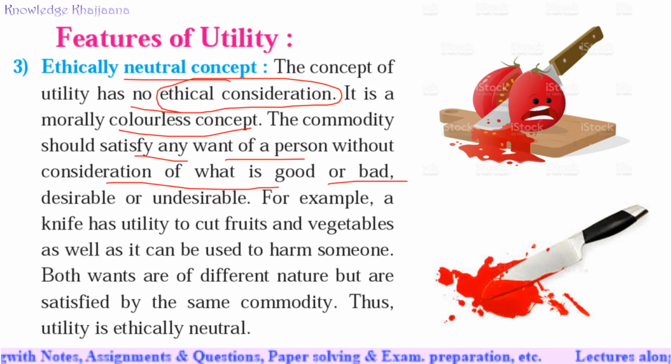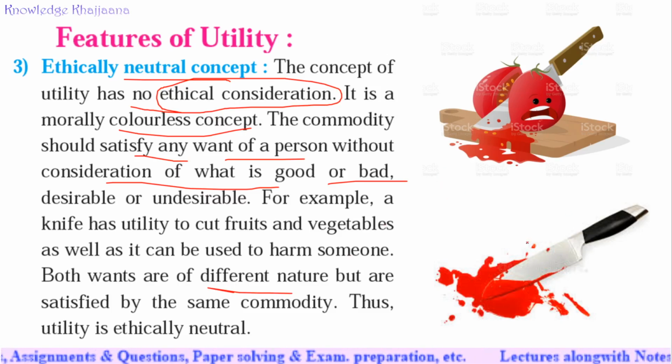For example, a knife, see, this is a knife, has utility to cut fruits and vegetables, as well as it can be used to harm someone also. Both wants are of different nature, but are satisfied by the same commodity, which is the knife. So utility is ethically neutral. It has nothing to do with for what purpose it is used.